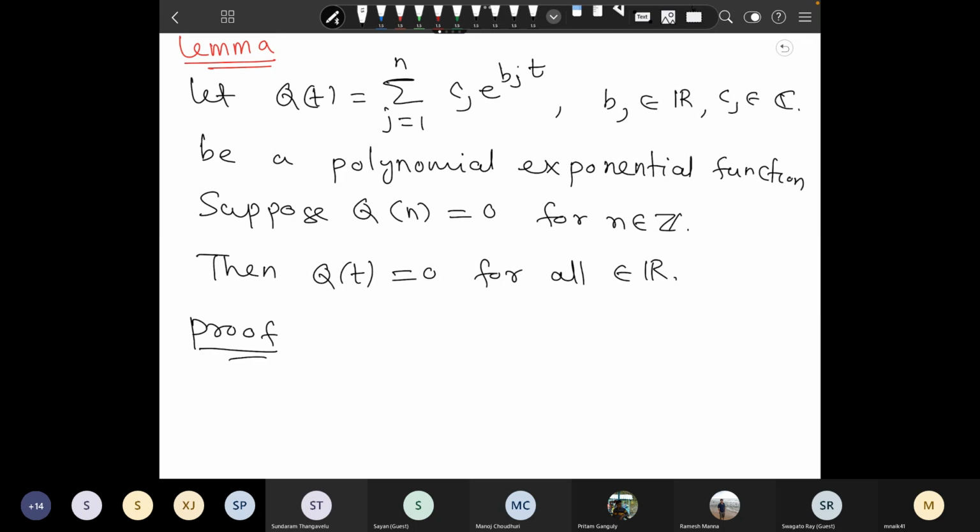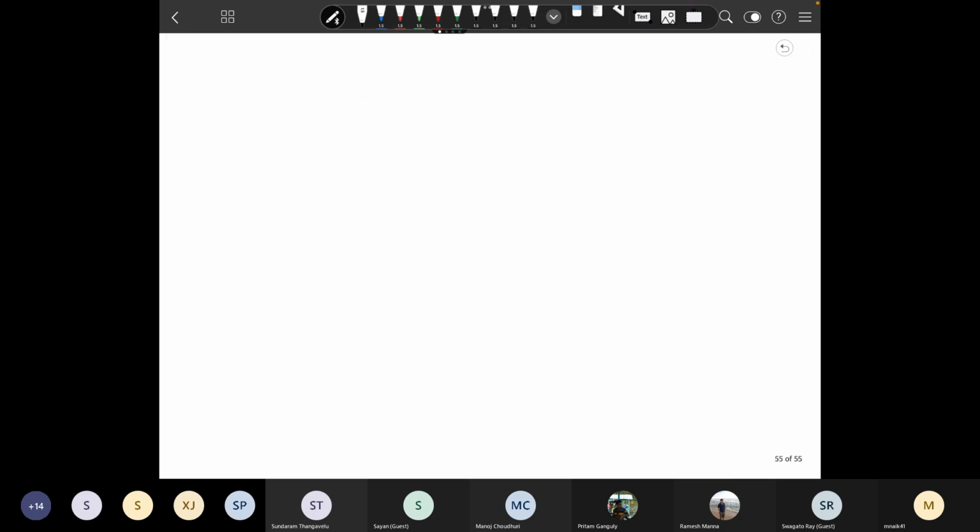What is the idea of the proof? The idea of the proof is you approach t tends to infinity via integers, and from there you conclude that q is equal to 0. Okay, so let us say that suppose q(t) is equal to the sum of c_j e^(p_j t), j equal to 1 to n.